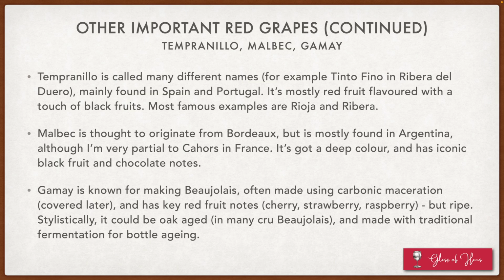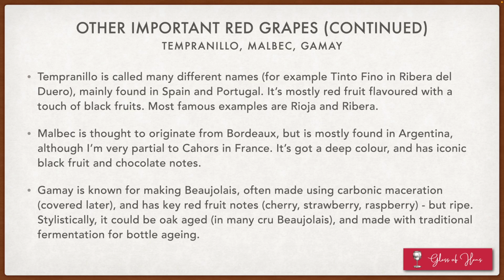mainly found in Spain and Portugal, and it's called a lot of different names. For example, Tinto Fino in Ribera del Duero. And the most famous examples are Rioja. And then we've got Malbec, which is thought to originate from Bordeaux, but it's mostly found in Argentina these days. Although I really like the Malbec wine, Cahors, in France. It's got a deep color and iconic black fruit and chocolate notes.